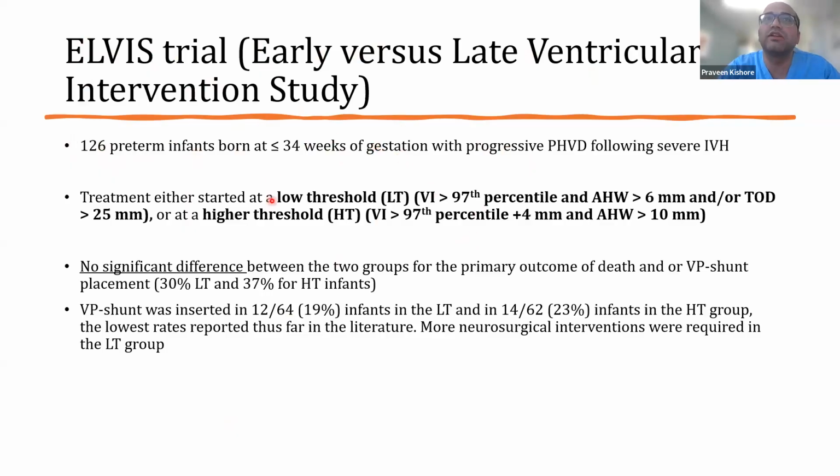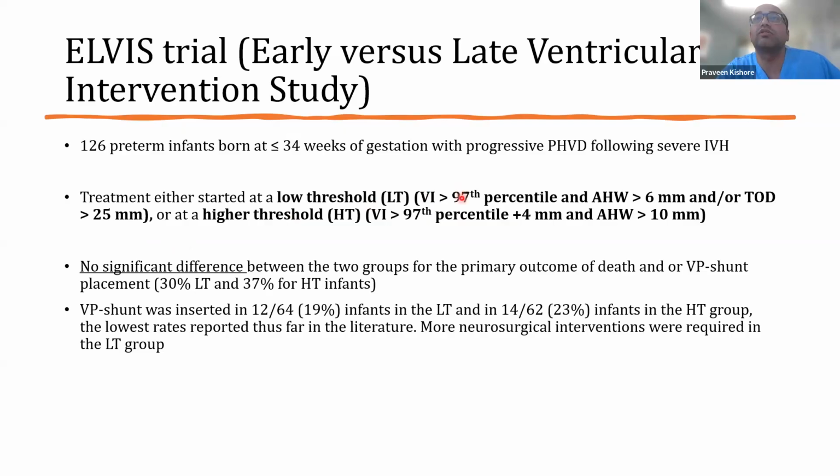One group was a low threshold group where ventricular index of 97th percentile and anterior horn width of more than 6 millimeters, or TOD more than 25 millimeters. If you remember the charts, these are all on the lower end. Basically they're saying don't wait for it to expand or dilate anymore. Just go for it. Just start draining.